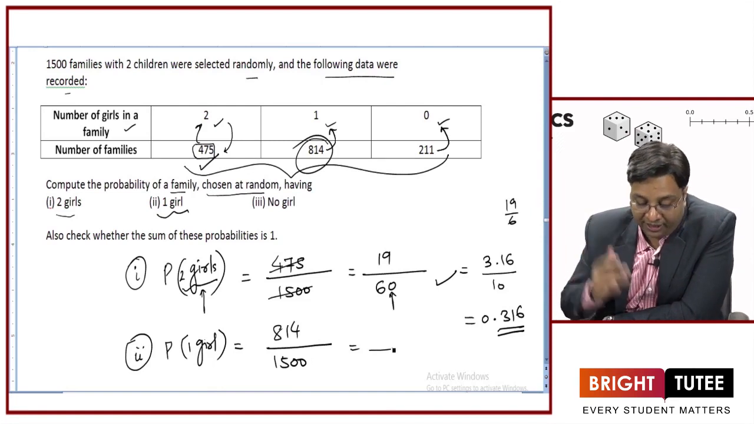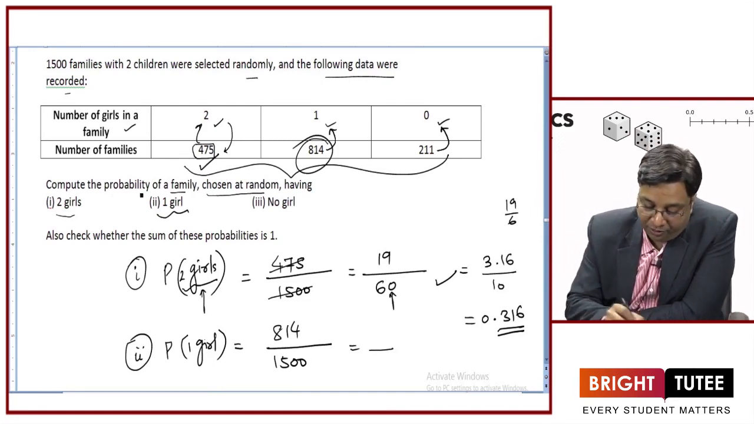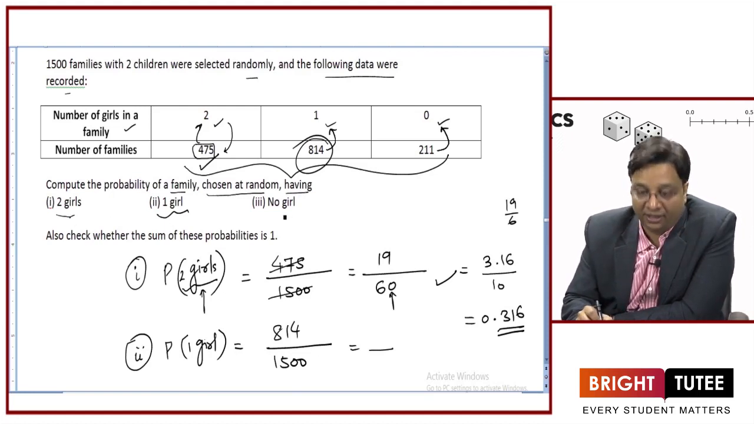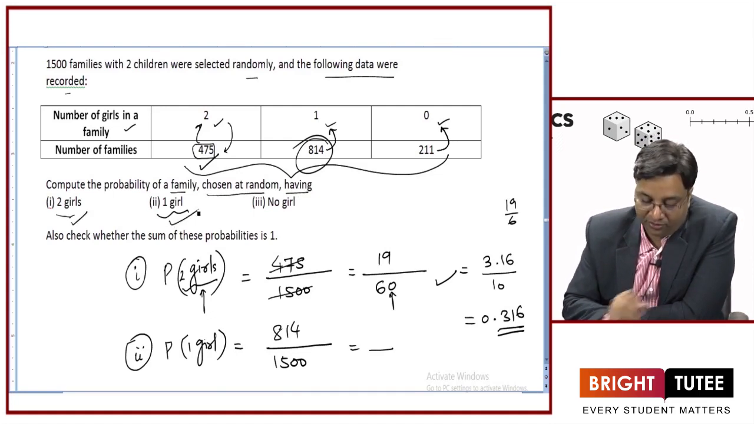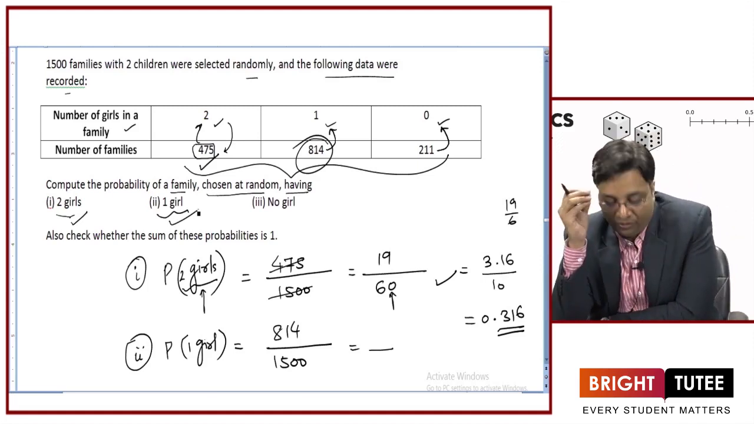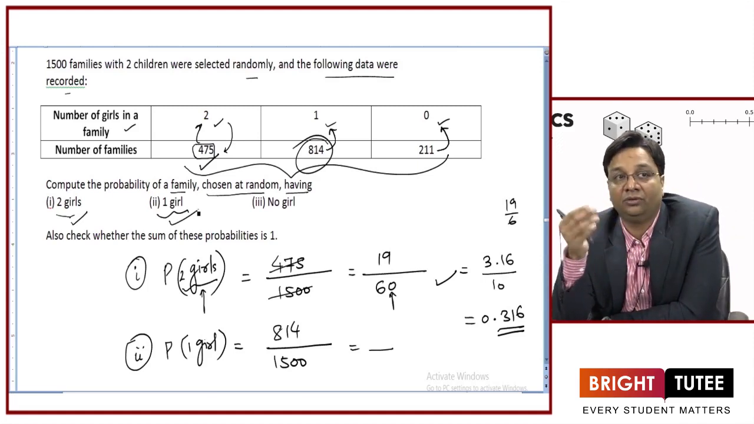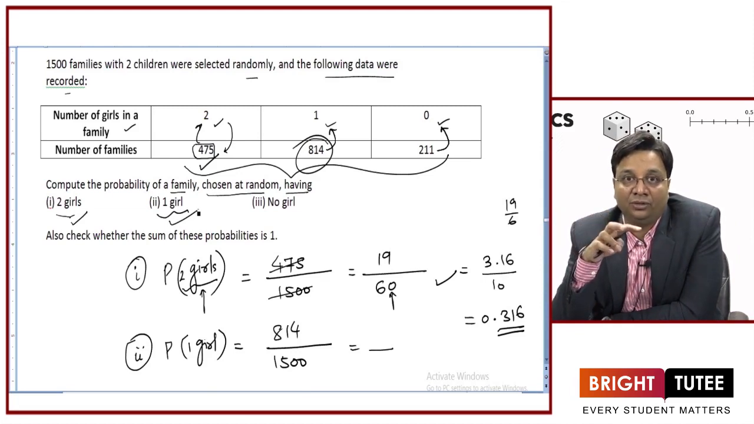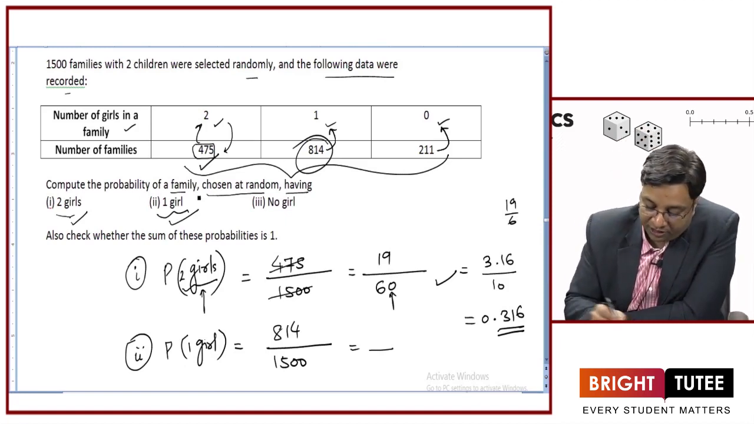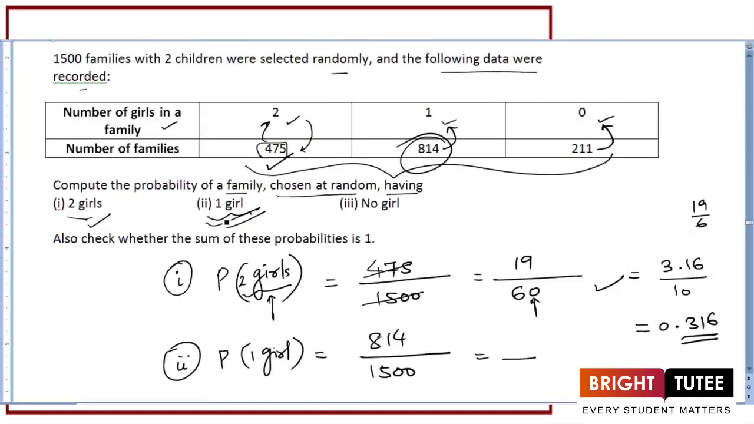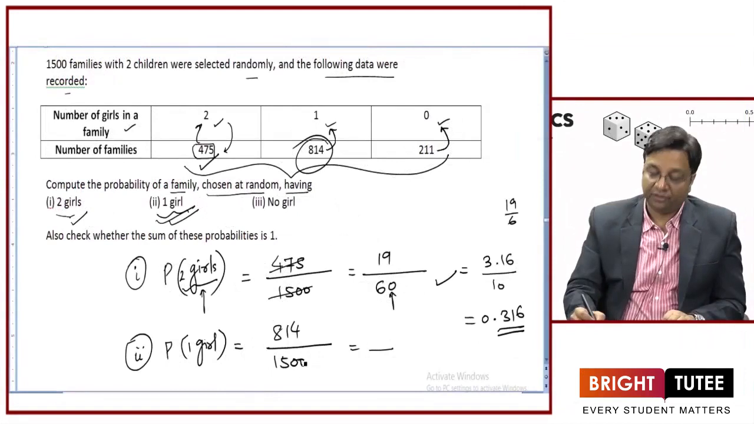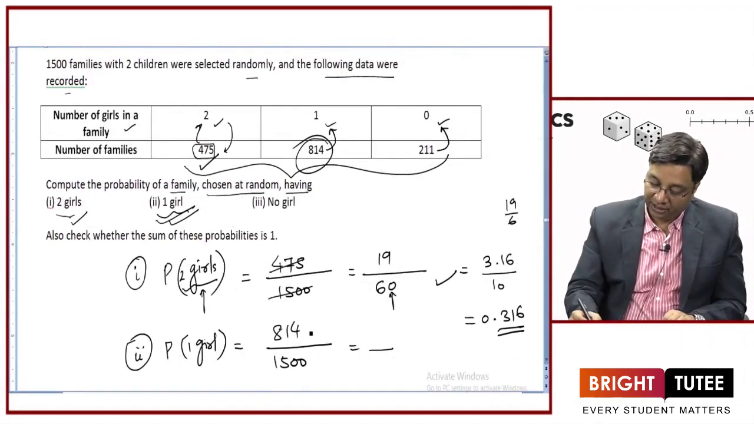And now you need to take care of one thing. Compute the probability of a family chosen at random having 2 girls, 1 girl and no girl. Now the families having 2 girls may also come in the category of having 1 girl, right? Now in this question we need to calculate whether these families have exactly 1 girl. So the probability of having 1 girl is 814 by 1500. Now let us calculate it.